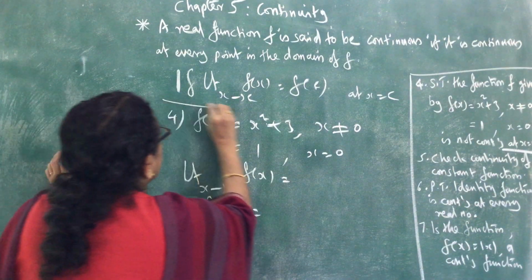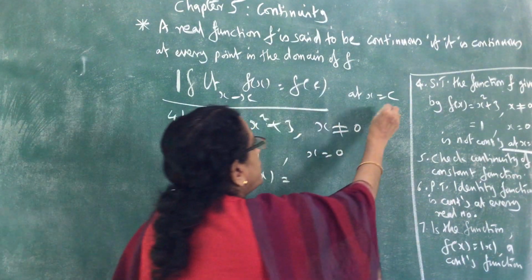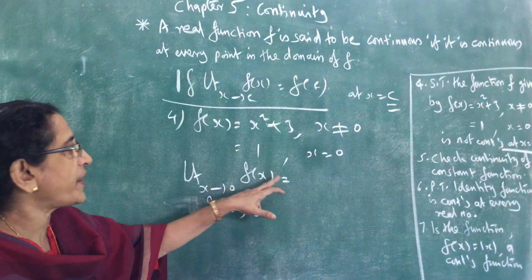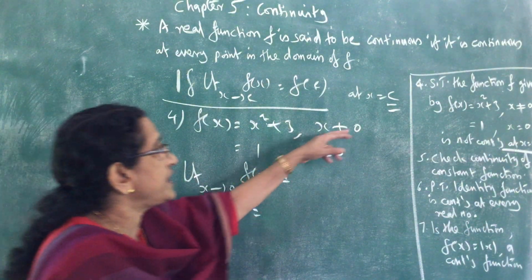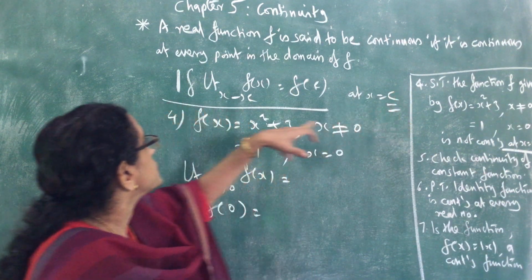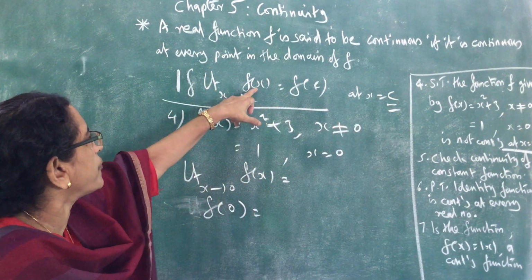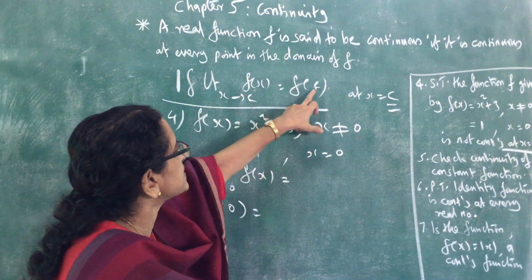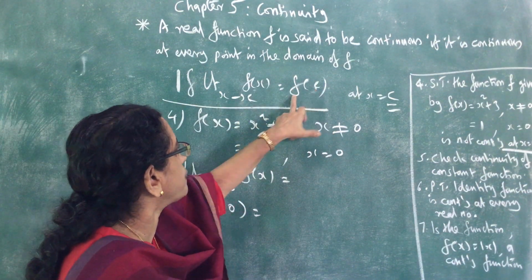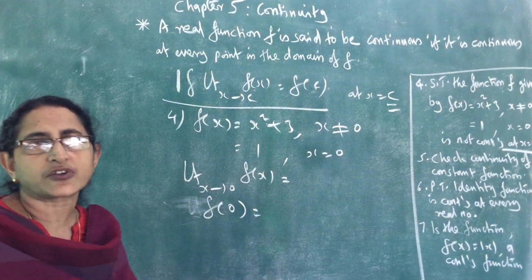This is the definition of continuity at x equal to c. Here c is the point 0. We have to check the continuity at x equal to 0. So limit x tends to 0 of f of x we want to find, and f of 0, in the place of c put 0. So these both we want to find.